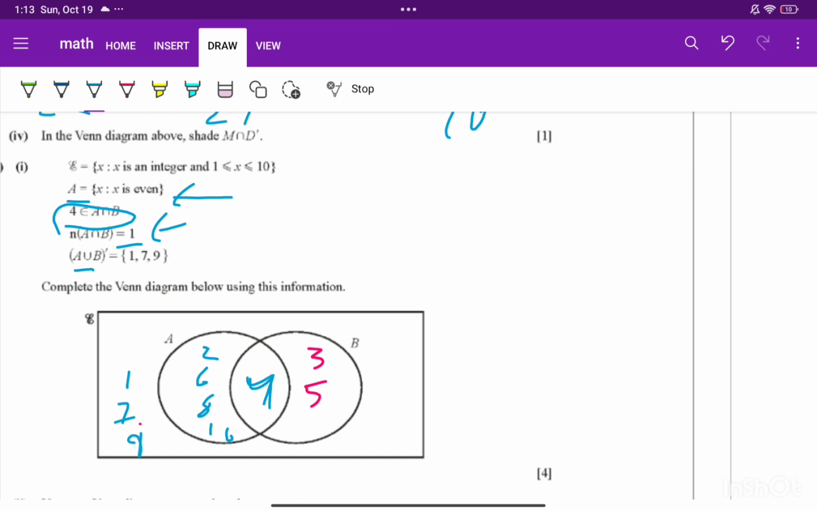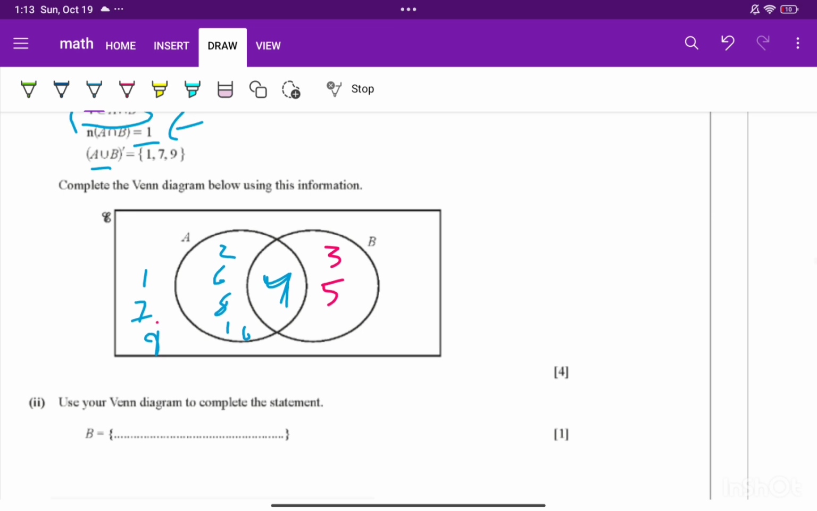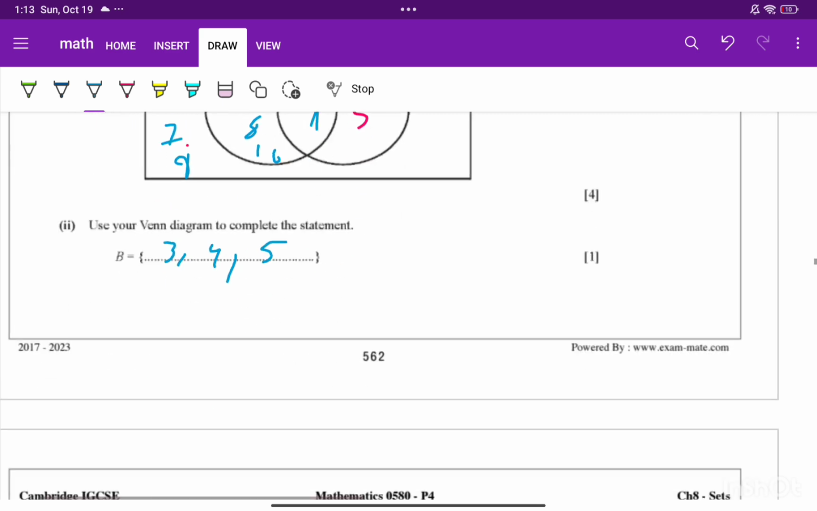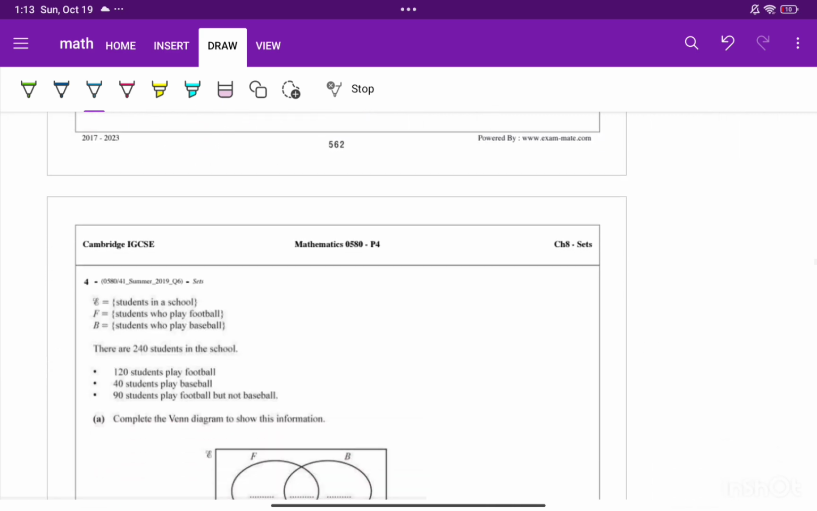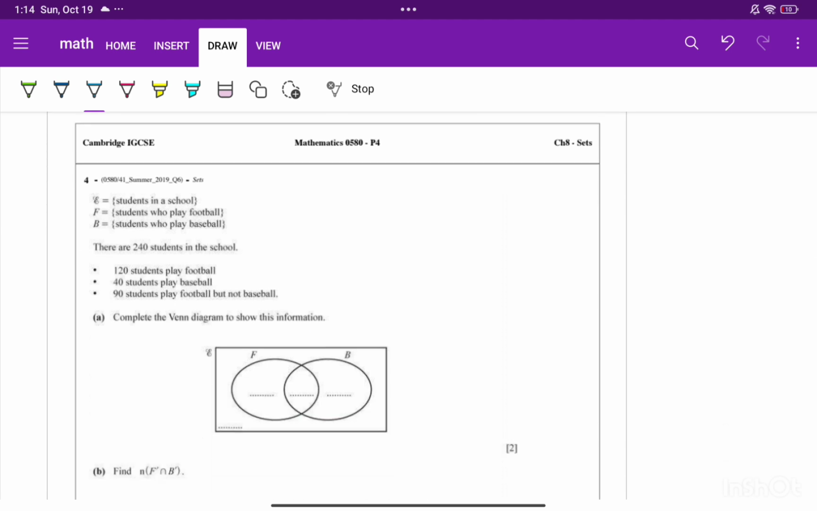1, 7 and 9. Okay, use your Venn diagram to complete the statement. So in set B, the numbers are 3, 4 and 5. Let's move to the next question.